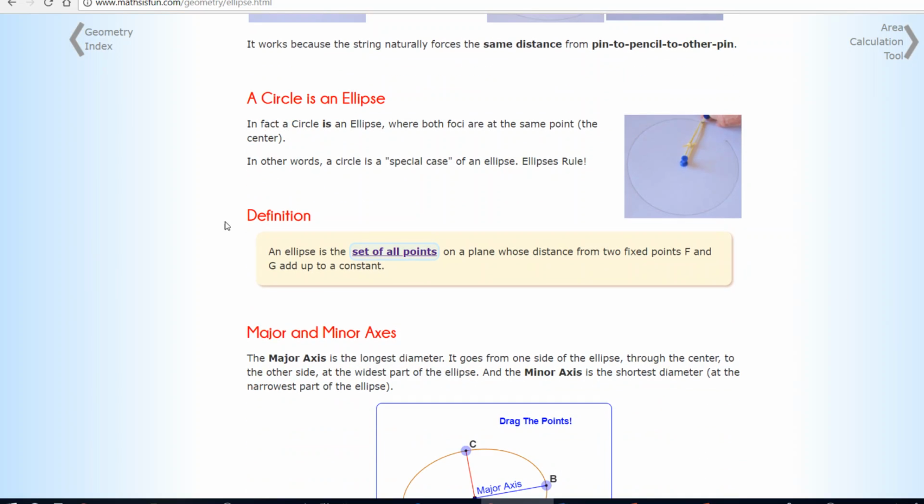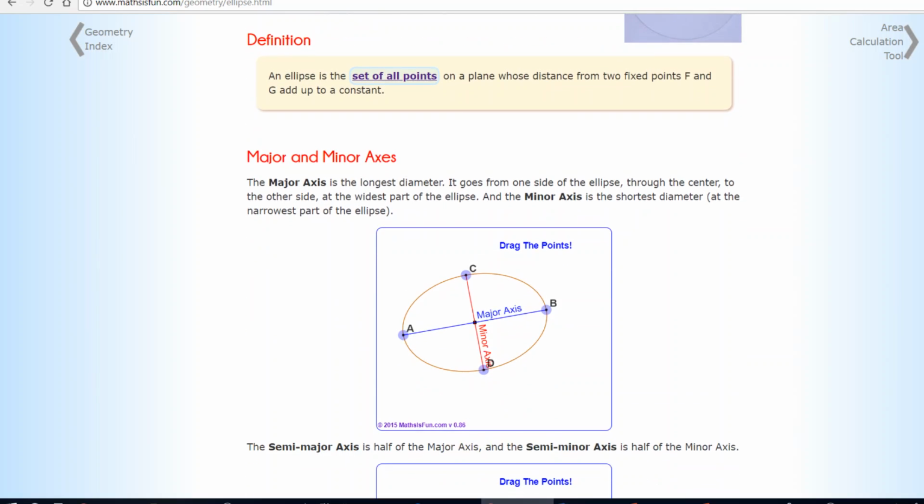All right, so the definition again of an ellipse is the set of all points on a plane whose distance from 2 fixed points, F and G, add up to a constant. So that actually is the definition of an ellipse. All right, a couple more things for you to know.